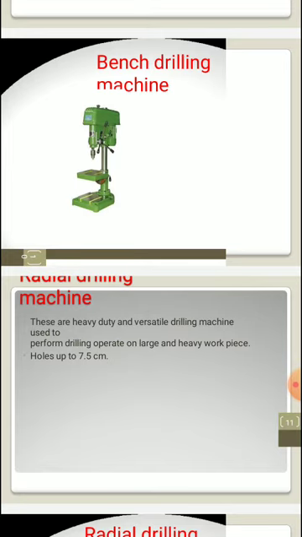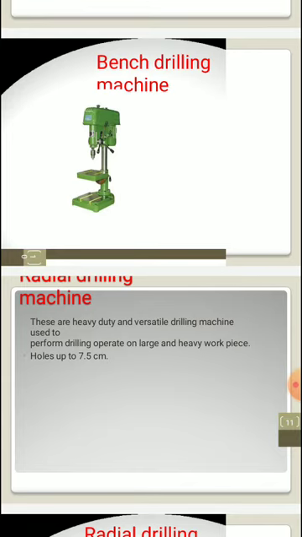They're used to perform the drilling operations on the large and heavy workpiece. Every drilling machine's basic motto is that it will remove the material and produce holes, but according to the applications and the diameter, different types of drilling machines can be used to produce holes up to 7.5 centimeter.